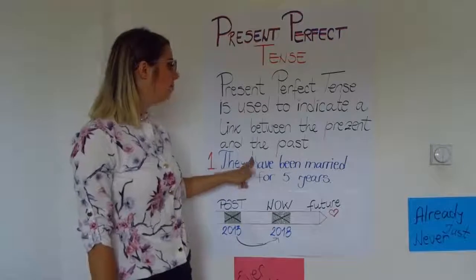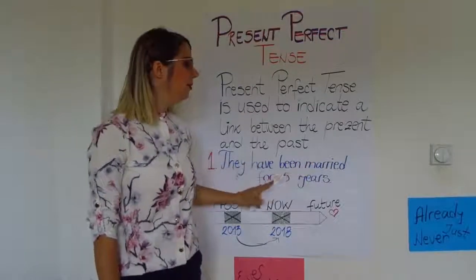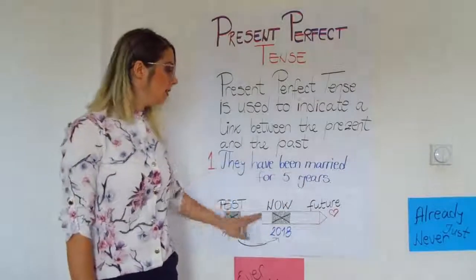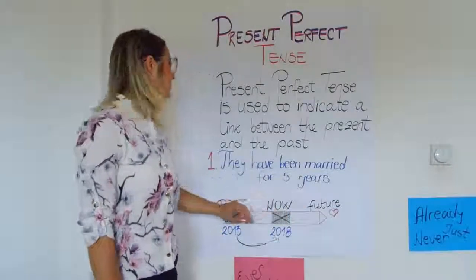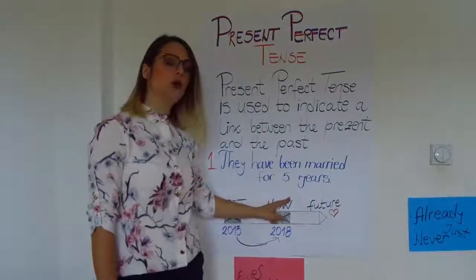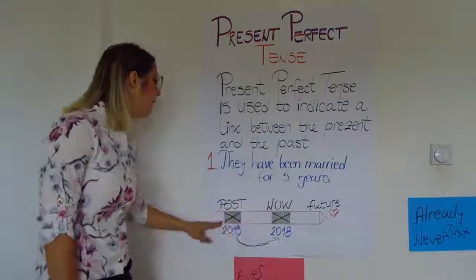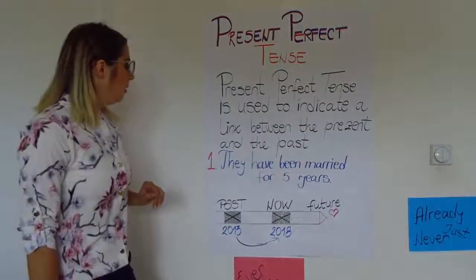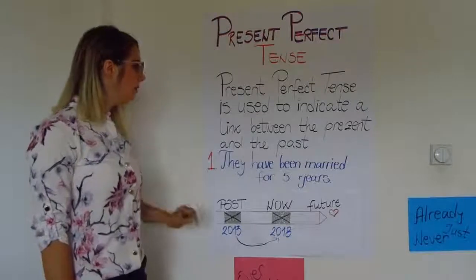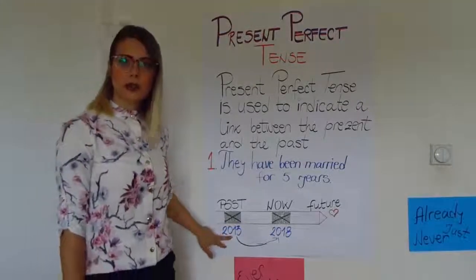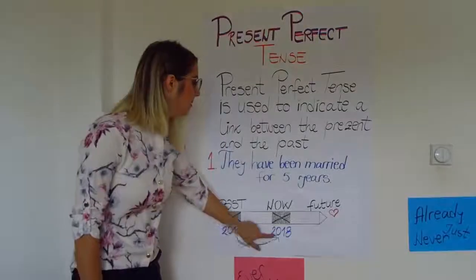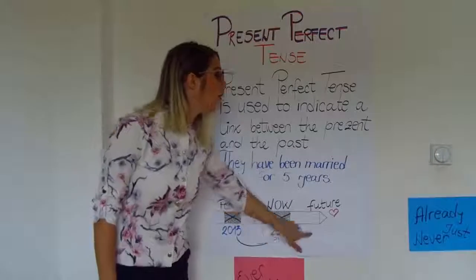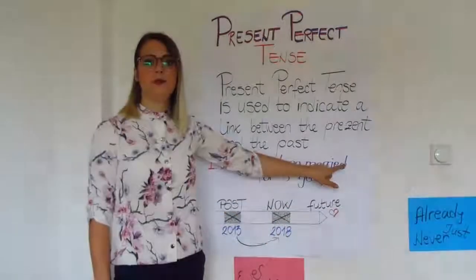They have been married for 5 years. Here's the timeline for this sentence. We have present, which is 2018. We have past, and we have future. Well, they married 5 years ago in 2013. They are still married now in 2018, and they probably will be married in the future.